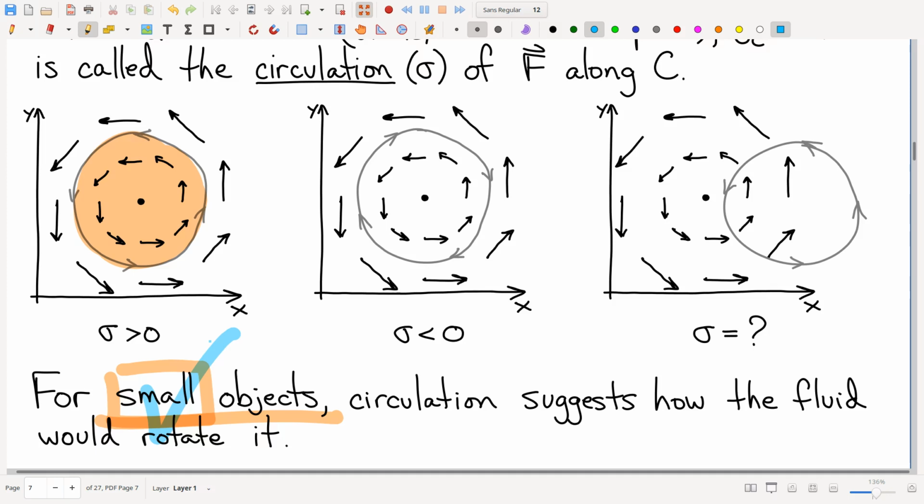Yeah, in the back. Does this relate to curl? It does. That's a great observation. The details of that are going to take us quite a while to work out. But yes, totally. To be clear, on the test, we're going to see curl and divergence, but we're not going to be seeing it in this. Nothing we're doing today is fair game for the test.